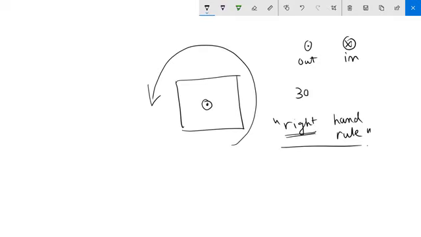Thumb of the right hand stretched out of the screen and then curl your fingers inwards, so they'll rotate in this direction. That means positive rotation is in this direction, while the negative 30-degree rotation will be this side by 30 degrees. So if I want to give it a positive 30-degree rotation, I'll rotate it by 30 degrees like this. So it was rotated from here to here by 30 degrees. So this was a 30-degree positive rotation when the axis is pointing out of the screen.